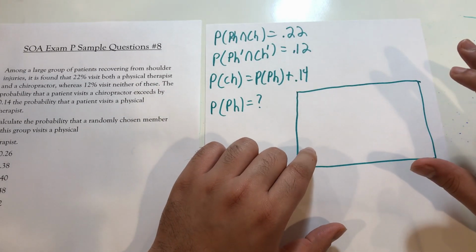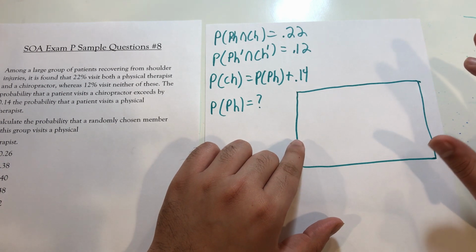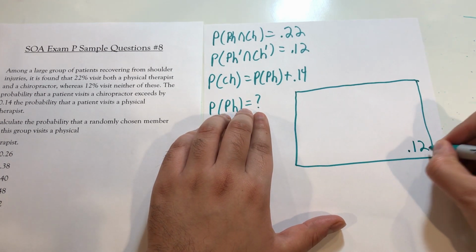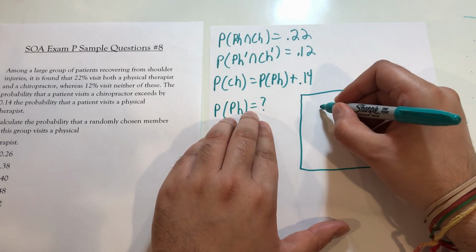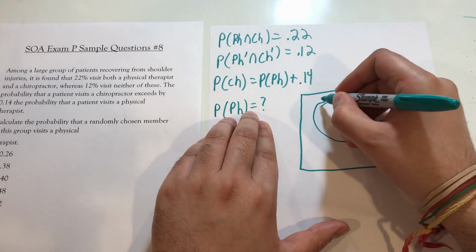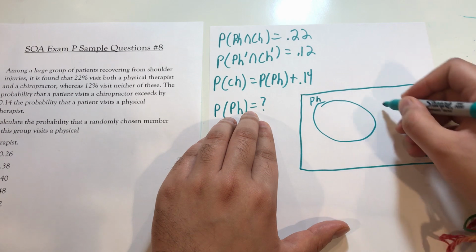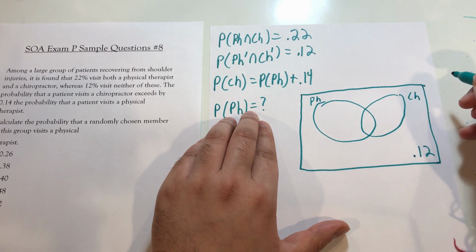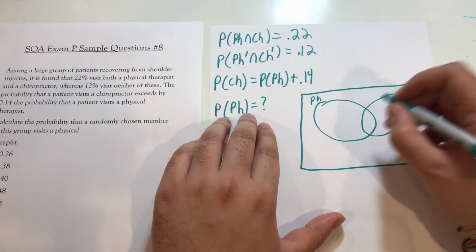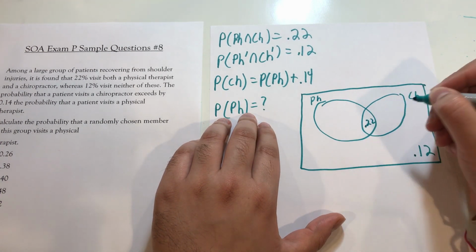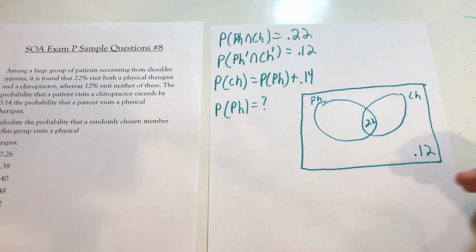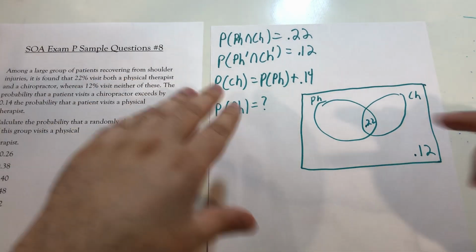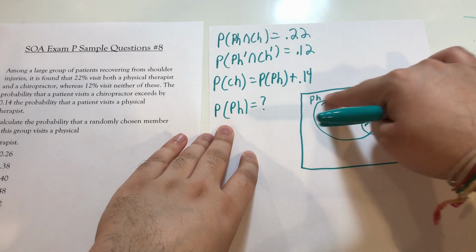So we're given that 12% visit neither of these, so this outside box will be 0.12. Now there are two options. You can go to a physical therapist, PH, or a chiropractor, CH. And the people that go to both of these, 0.22. Okay, and this is visually the information we have. What are we looking for, though? We're looking for this right here.